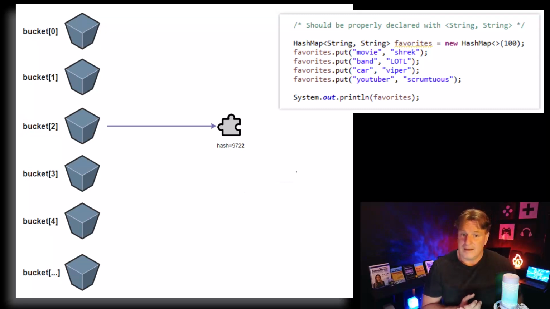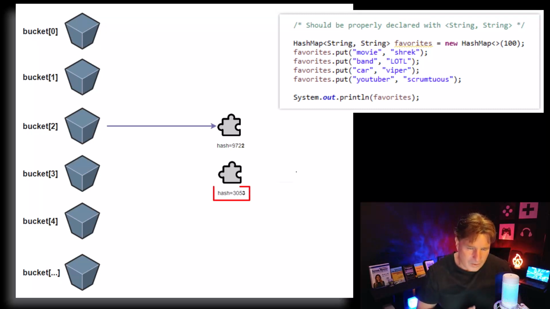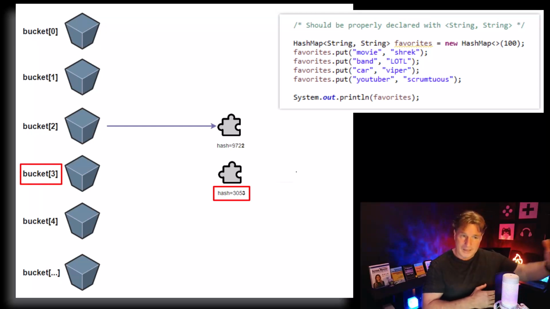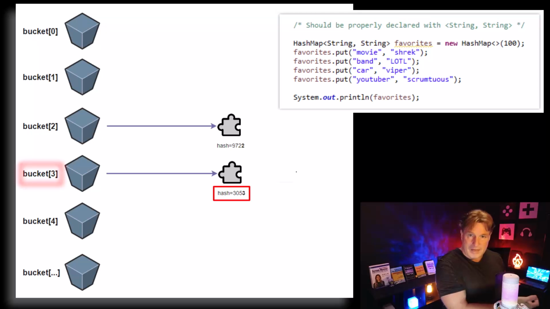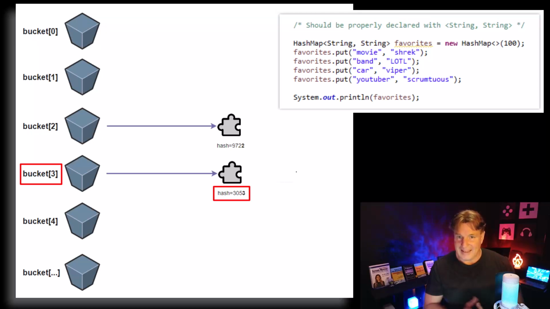Now, let's say another instance is created. So we now put into our hash map YouTuber Scrumptious. Well, the hash map is going to look at the hash code for Scrumptious, and it'll say, oh, the hash code is 3053. So now we've got the hash code of 3053. We've got 10 buckets. The last number is a 3. I'll throw this new node object, this thing that holds all of that data, into bucket number 3, which is actually the 4th bucket because of zero-based counting. But again, you get the idea.